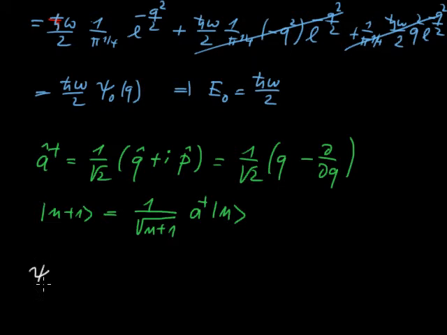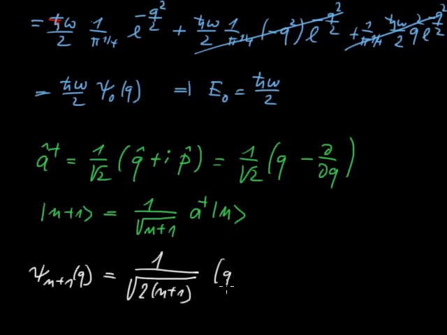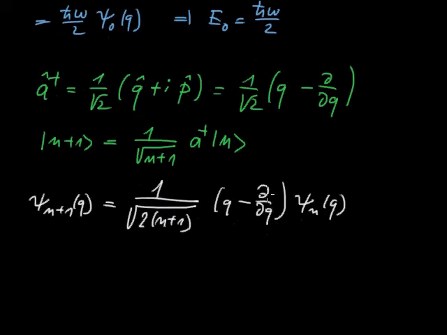I can write psi n plus 1 of q, and now using this definition, it's 1 over square root of 2 (n plus 1), q minus the time derivative, on psi n of q. And unfortunately this is not very helpful, because here I have the time derivative and I don't know how to work with it, at least not in the computer. This is not a recursive formula that I have promised myself here, but there is a trick how I can get to the recursive formula.